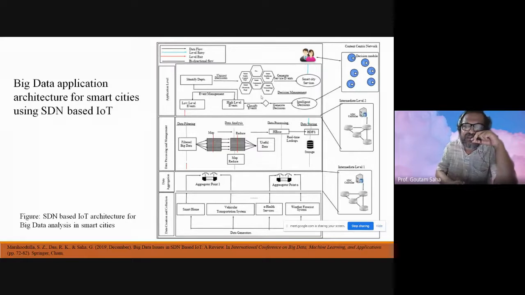Okay, so you see how this is the much more detailed: smart home, vehicle transportation system, e-health services. E-health services means the operation part is also there. Weather forecast system, this is too much, and that means satellite pictures. So aggregator point 1, aggregator point 2, they are just like a post office, they send it, they map it over there to the data processing unit. In between, he has put a data processing unit using map reduce, and real-time data lookups or tables are sometimes used for fastness, and then it goes to the application layer.